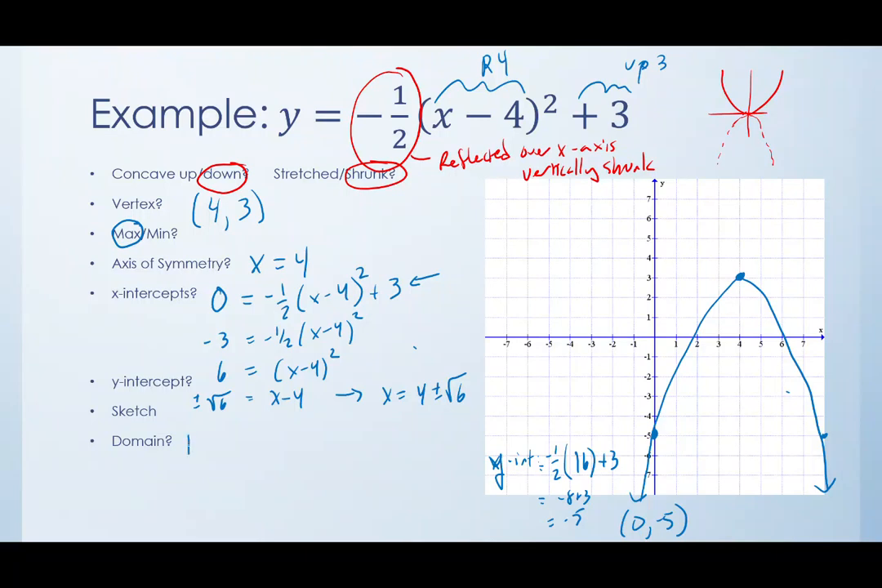What's my domain? All real numbers, because it's a polynomial. What's my range? Negative infinity all the way up to 3, that y coordinate. And 3 is included.